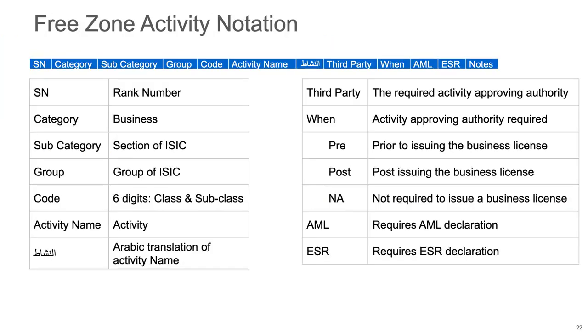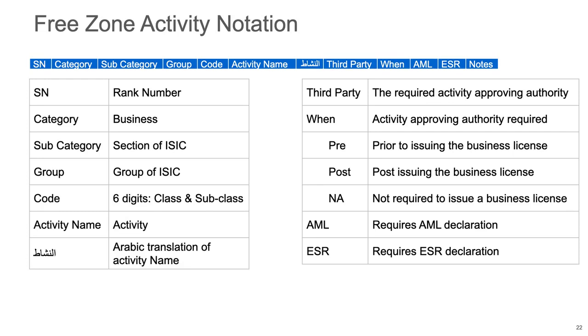Activities in the free zone. If you understand how to use ISIC, then the free zone activity list would be a breeze, or go back to understand ISIC. Assuming we know ISIC, let's explore the free zone activity list. There are 14 notations. Most of these are self-explanatory, and some are part of system requirements. SN is the serial number. This is a rank number of activities, primarily used for system and reporting. Category is always business, required due to system architecture.